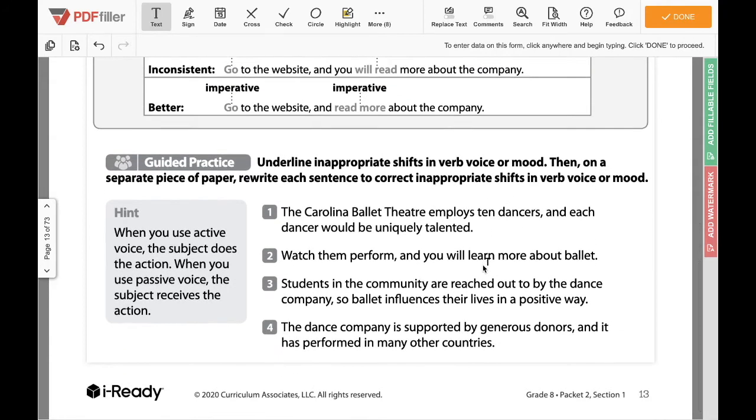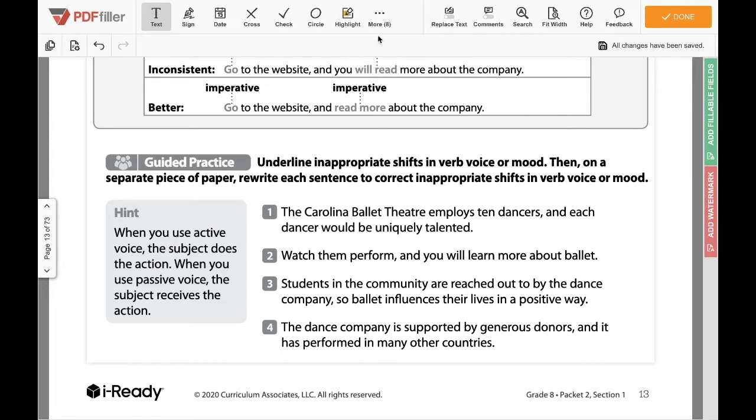So it says underline inappropriate shifts in verb mood, voice, or mood. Then on a separate sheet of paper, rewrite each sentence to correct inappropriate shifts in verb, voice, or mood. I'm going to try to type them underneath here, but you can write them underneath if you can write small enough. If not, then you can write them on a separate sheet of paper.